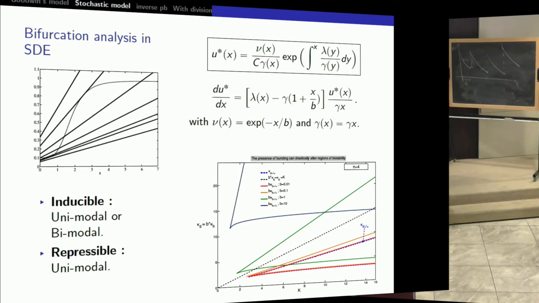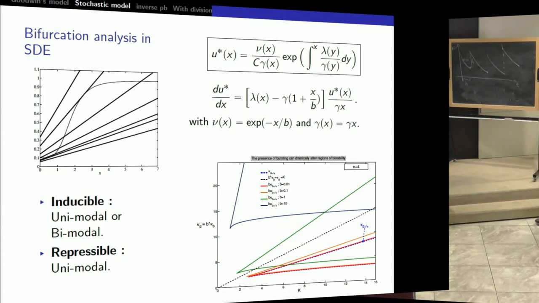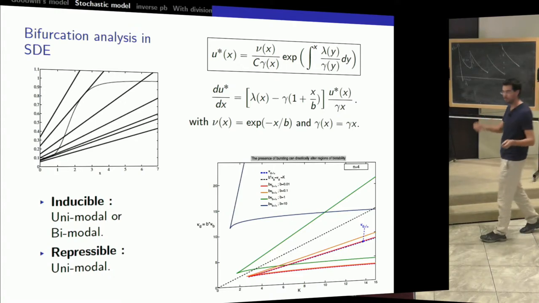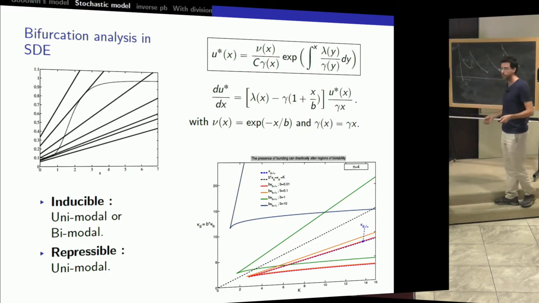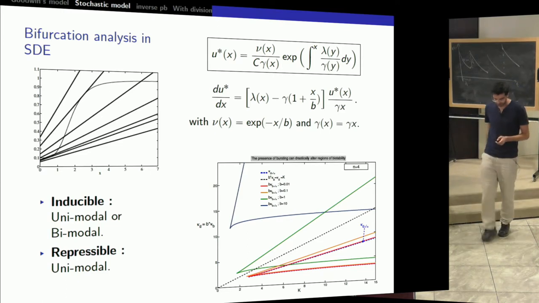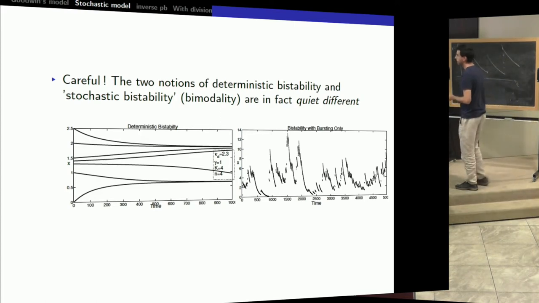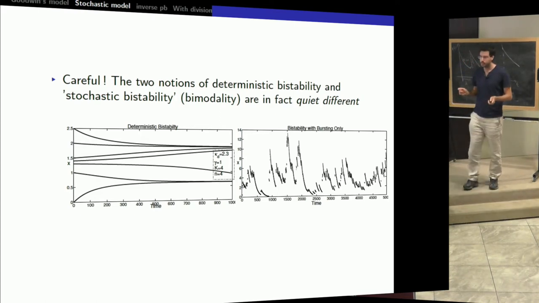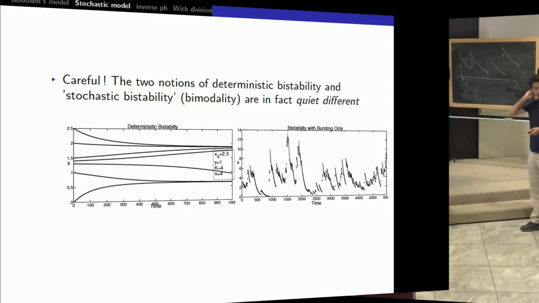If you start adding stochasticity, the region where you have bistability, or at least bimodality, is much larger, okay? So people say that bursting will enforce bimodality and create different regions of stability, and it will be much easier in a stochastic model to have two different stable states than in a deterministic model. But I want to draw your attention to the fact that these two notions of bistability, in deterministic and stochastic models, are actually quite different. There is not a unique way to deal with stochastic bifurcation.